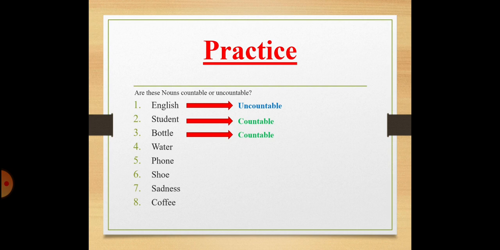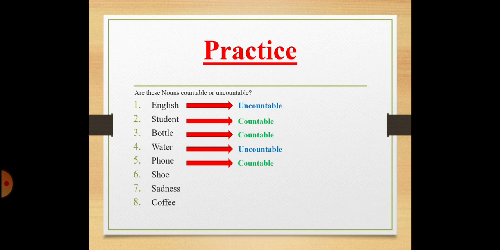Water. Can we count water? It's considered uncountable. You might be saying, but I can count water. We cannot count water. We count water in bottles or in liters. We do not add an s. Phone. Can we count phones? Yes. So phones are countable. If we have 2 phones, we add s.